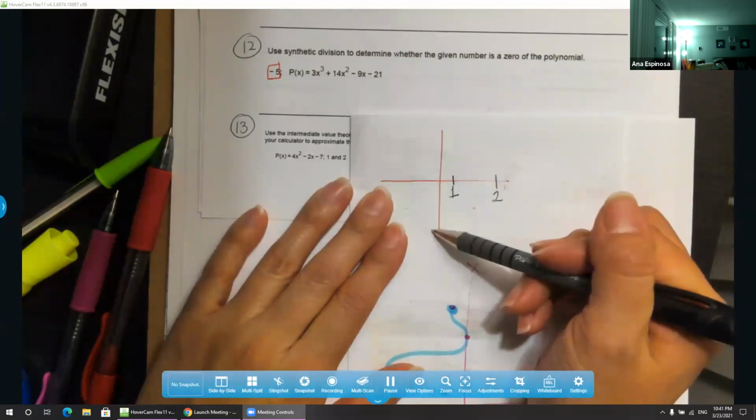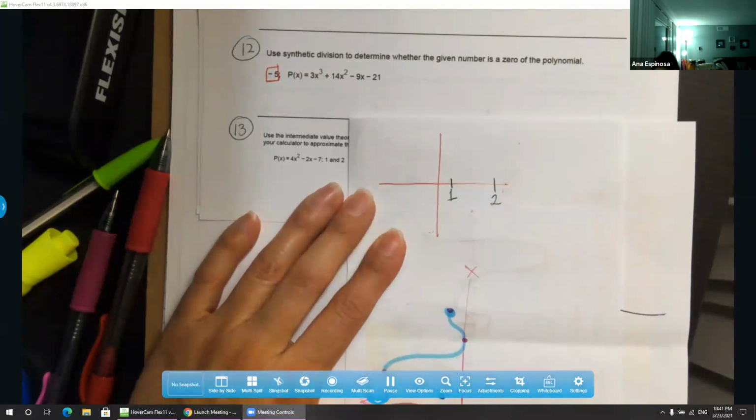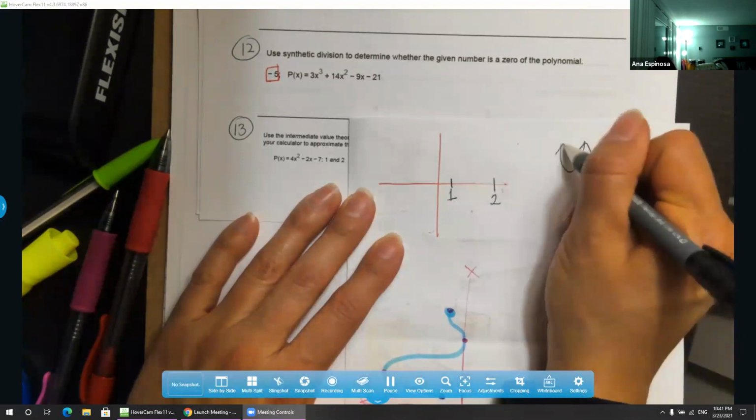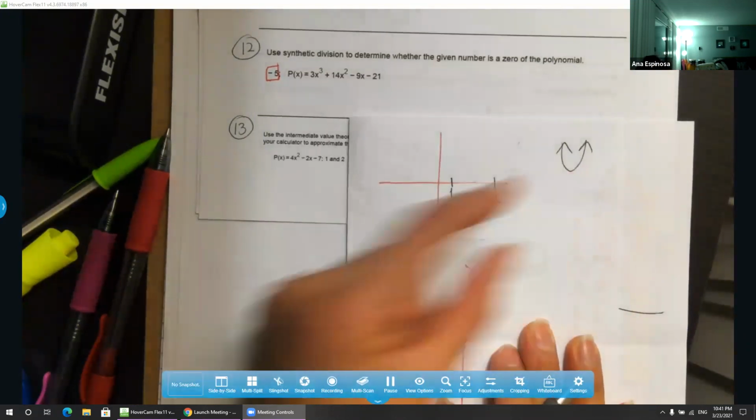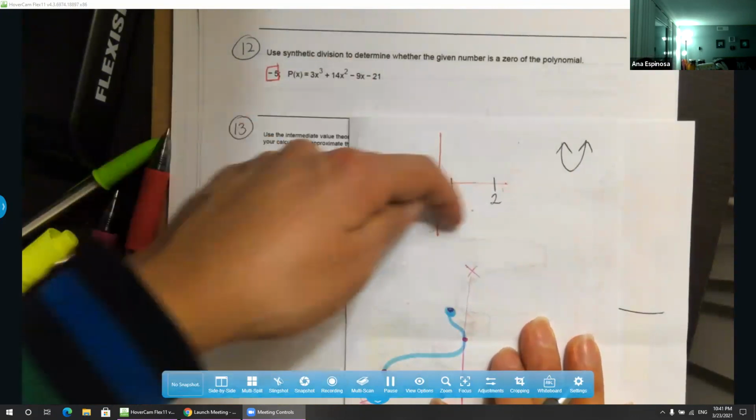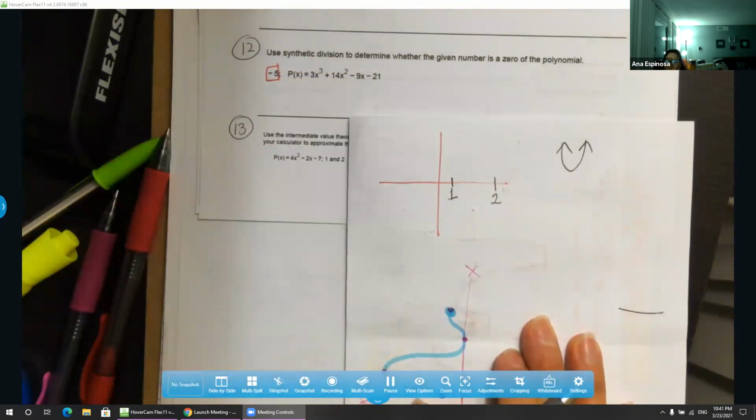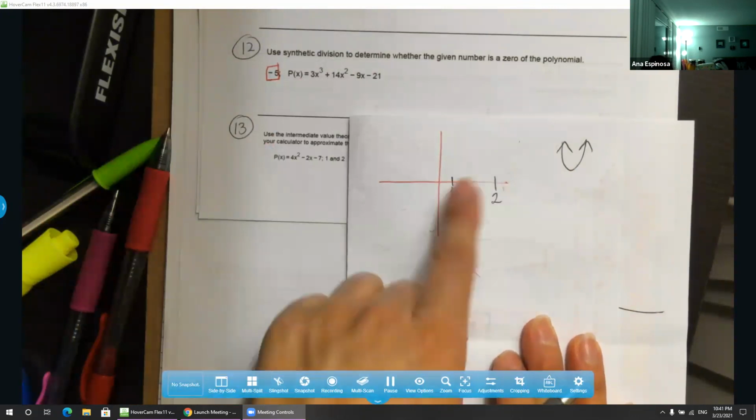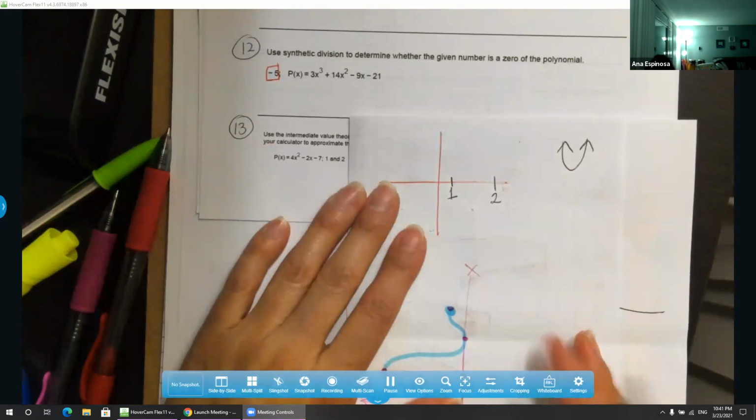Okay. Whether it crosses this way or that way, it doesn't matter. We know it's a happy face. We don't know if this parabola is up here, so maybe it doesn't cross at all. We don't know if it crosses twice or it crosses once. We don't know. We just know it's a happy face. And that they're asking between 1 and 2. So how would I figure it out?